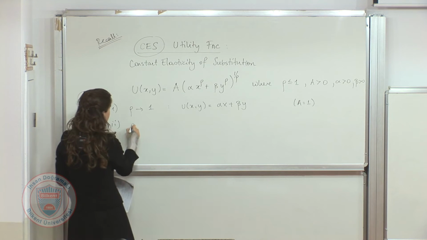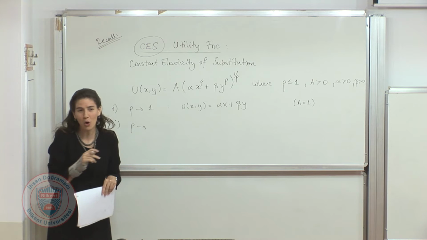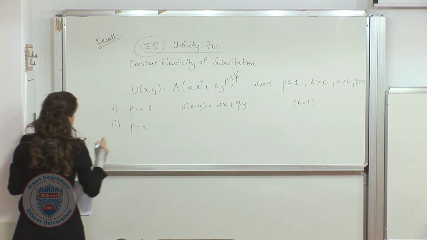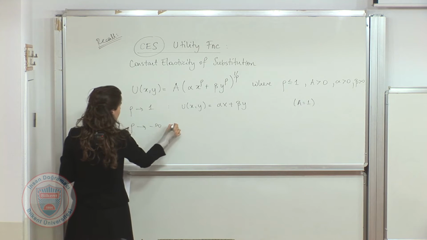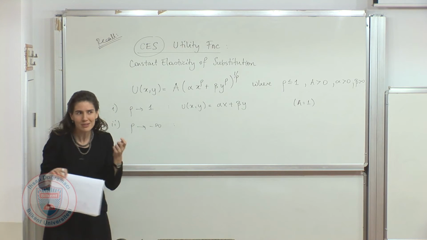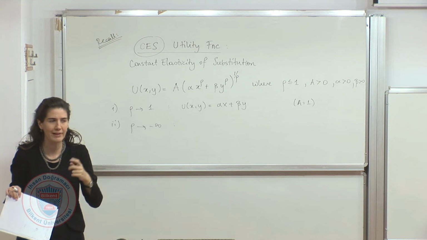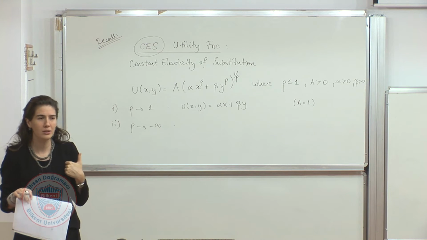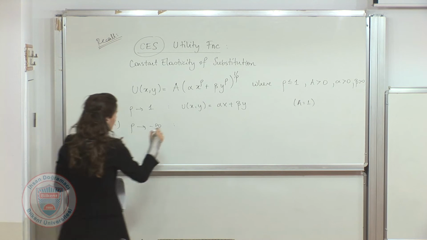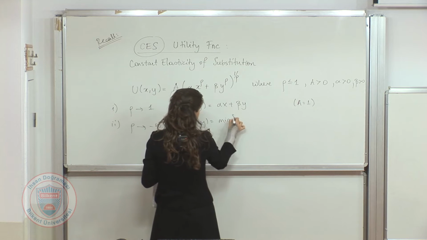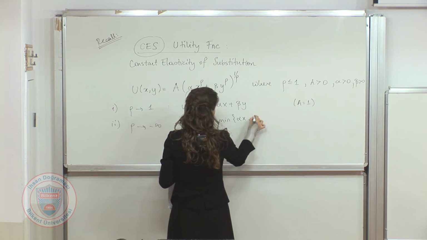And then we actually proved all these cases. We said that when rho goes to minus infinity, this was saying that the substitutability is very low, right? It's very bad. So what did we call this case? They are perfect complements, right? So we called it minimum of alpha x, beta y, right?